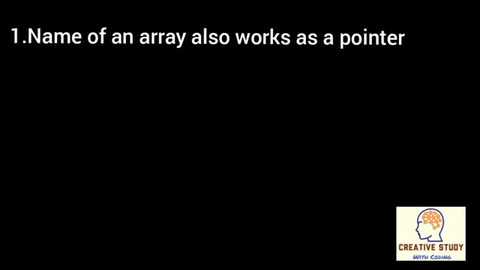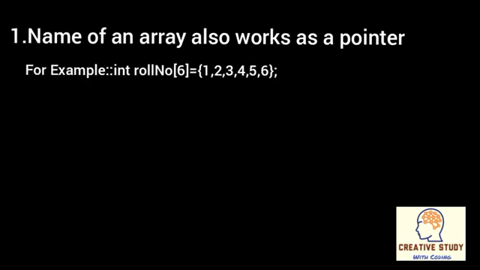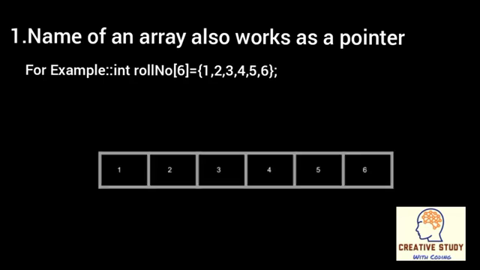The name of an array also works as pointer and it points to the base address or initial address of an array. In this example, this is an array named roll number of type integer, and we can store roll number of 6 students, and if its base address or initial address is 4000, so array name roll number will point to base address 4000.